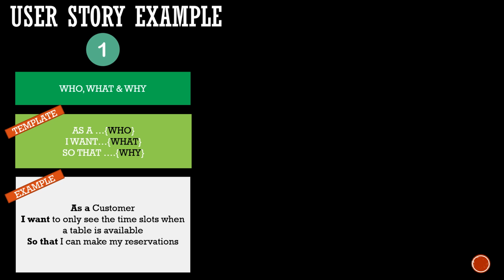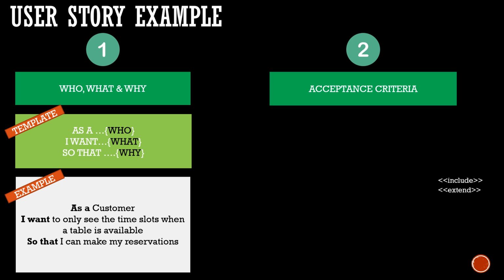So as a customer, I want to only see the time slots when a table is available so that I can make my reservations. So basically this explains that the customer using the mobile app should only see the time slots when a table is available so that they can make the reservation. If a time slot is not available, it's fully booked, then it should not be displayed to the customer. So that's what this user story tackles, and this is what the who, what, and why is being set up. So let's look at the second part, which is acceptance criteria.